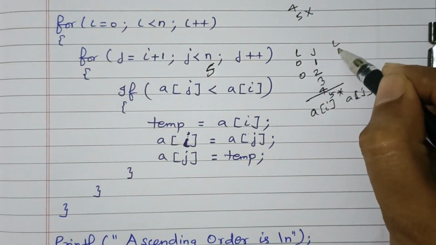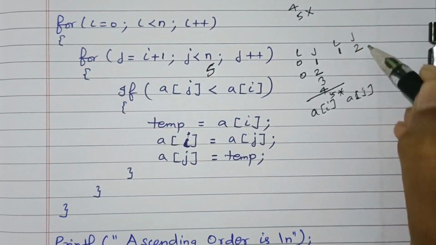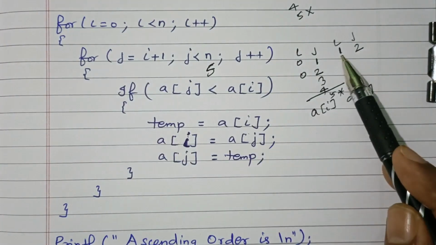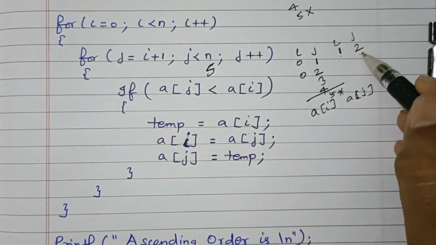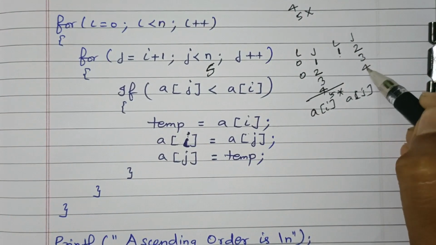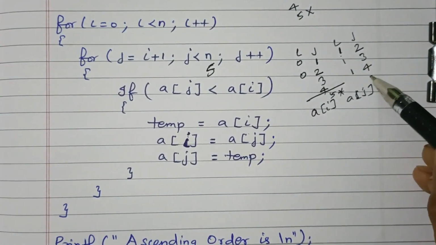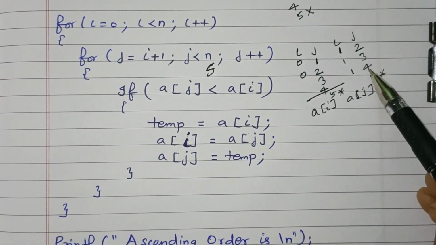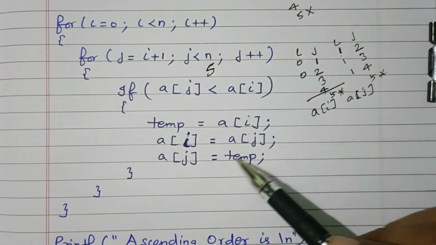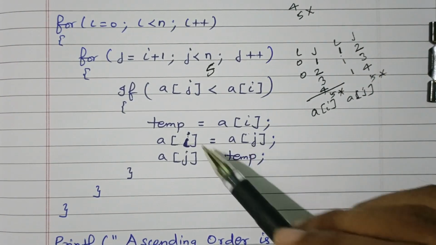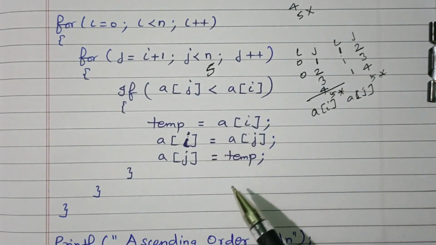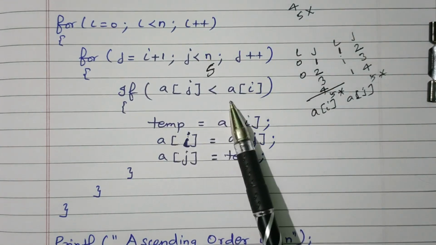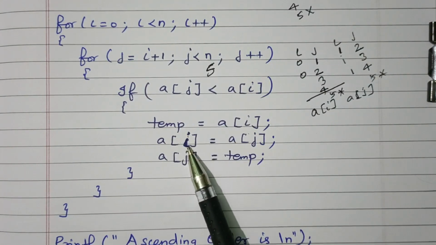Now i becomes 1. I is 1 means j is automatically 2, that is, i plus 1: 1 plus 1, j equals 2. That is, the second number is compared with the third number, fourth number and fifth number. I remains 1, and when j is 5 it is terminated, right? The second number is compared with the third, fourth and fifth. So if the condition is correct, it will be interchanged, right? Like that it will process all the stages for the first, second, third and fourth numbers. Only if the condition is true will it be interchanged, otherwise it is terminated, right?